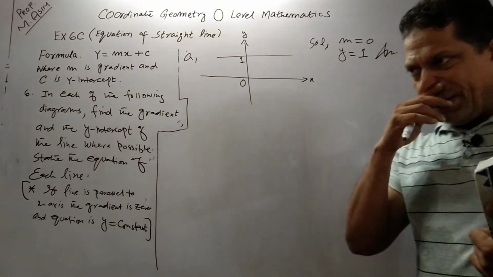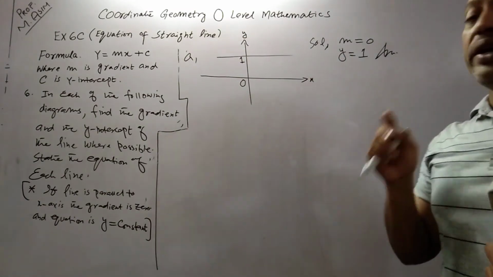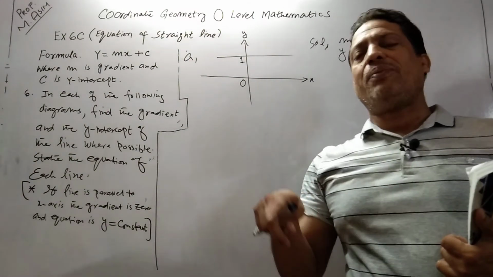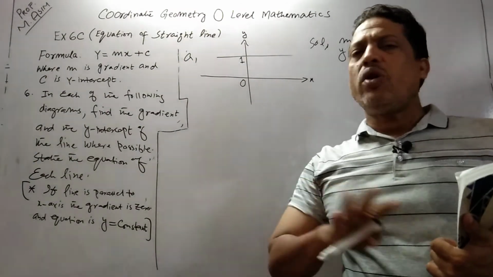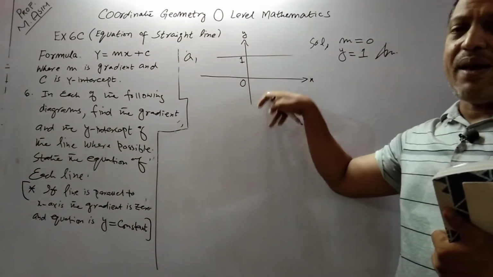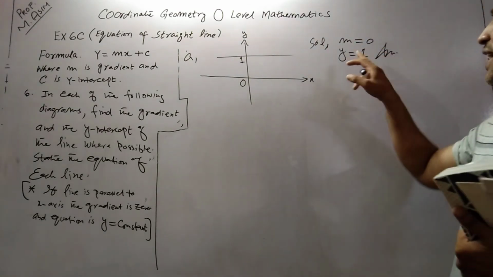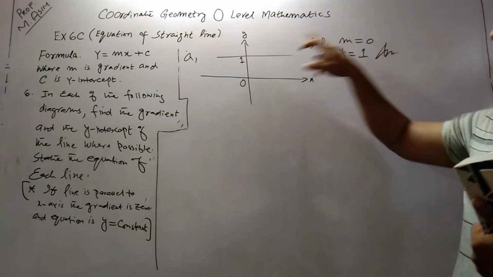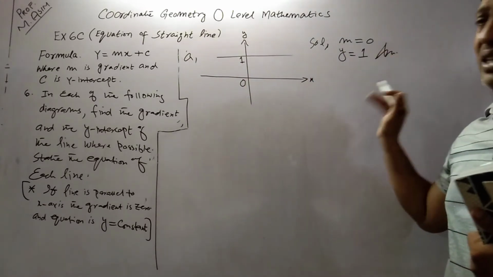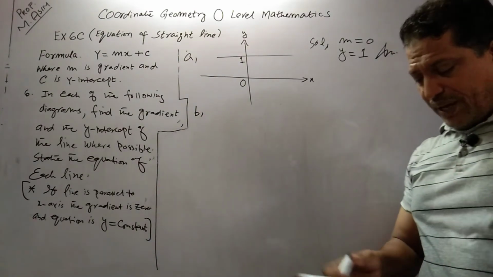I repeat again, if a line is parallel to the x-axis, there is no need to use the gradient formula y2 minus y1 upon x2 minus x1. No need to find it. If a line is parallel to the x-axis, you just write the equation of a straight line, y is equals to constant. The constant value is 1. I hope you understand. So this is our final answer. Come to part B. What is given in part B?